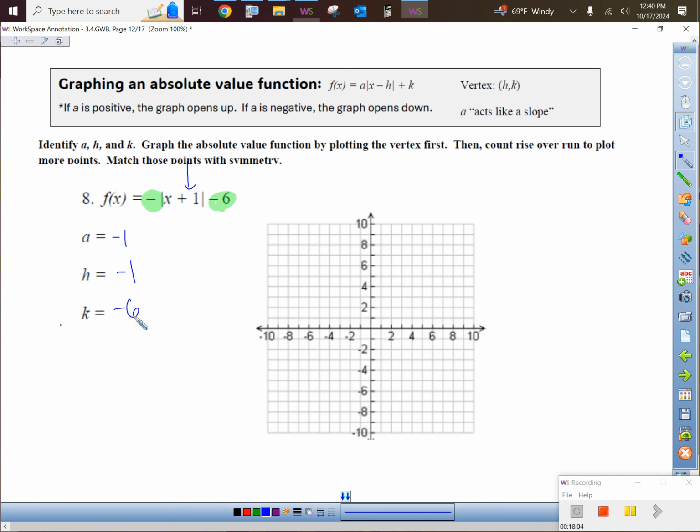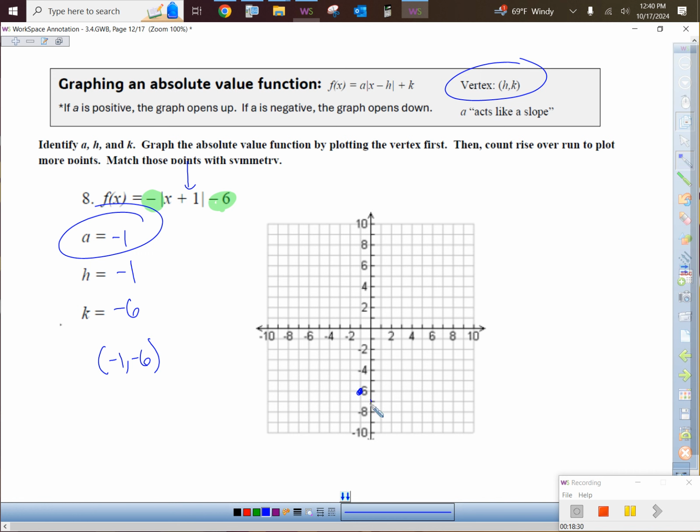And our vertex is always at the ordered pair H comma K. So you'll plot that first on homework. -1, -6. I hope visually you'll get trained, because it's new. You're still new at this, but I know the V is going to go down from there, right? I need to use A as a slope, so I'm going to go down 1 to the right 1. And on homework, that's the only other point you'd have to graph. You do the vertex first, then you go down 1 to the right 1. It'll make the rest of the V for you on the homework program.